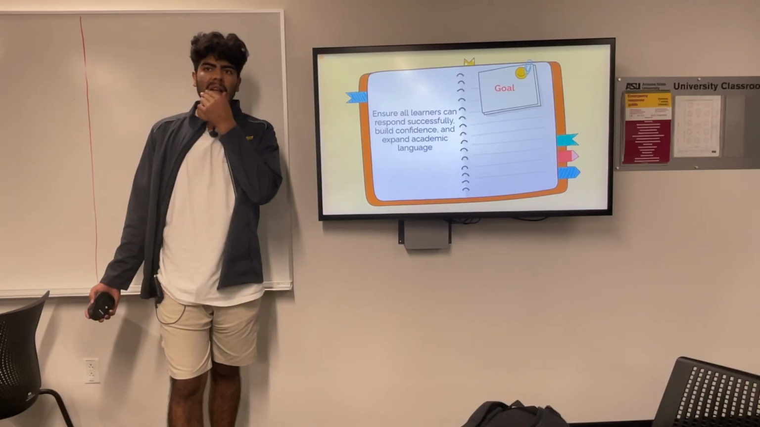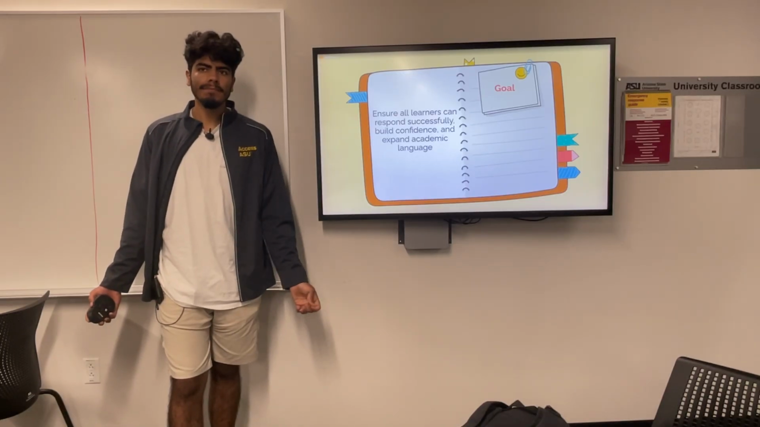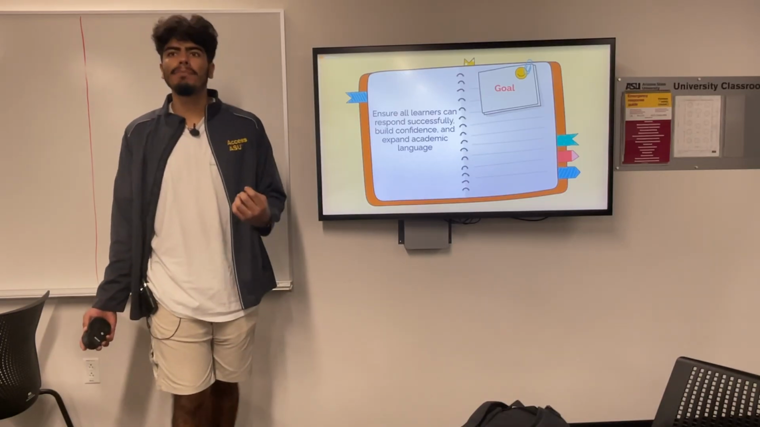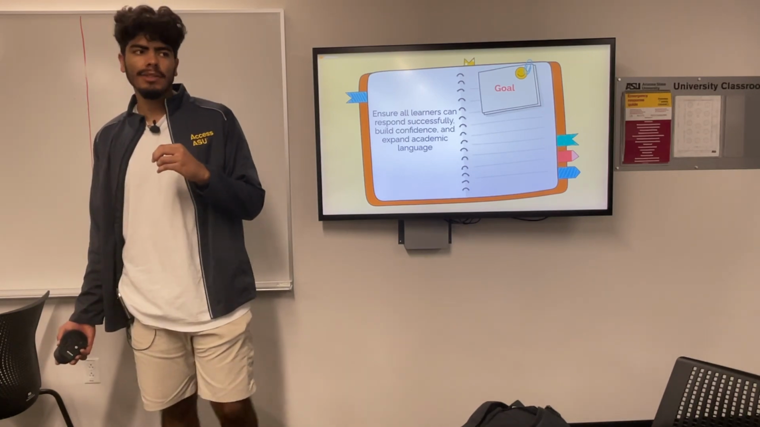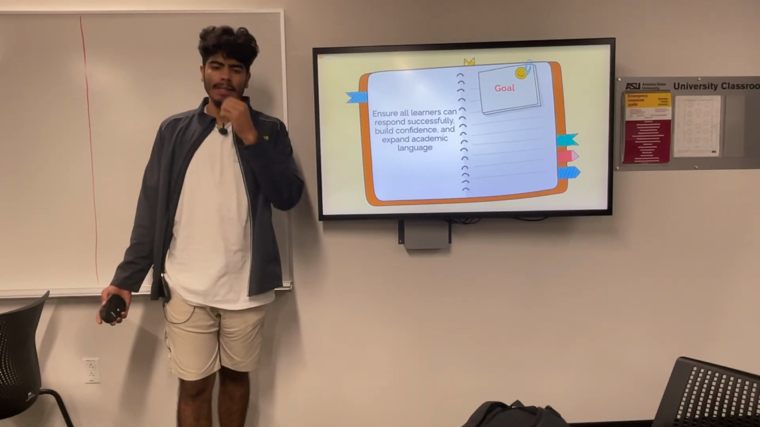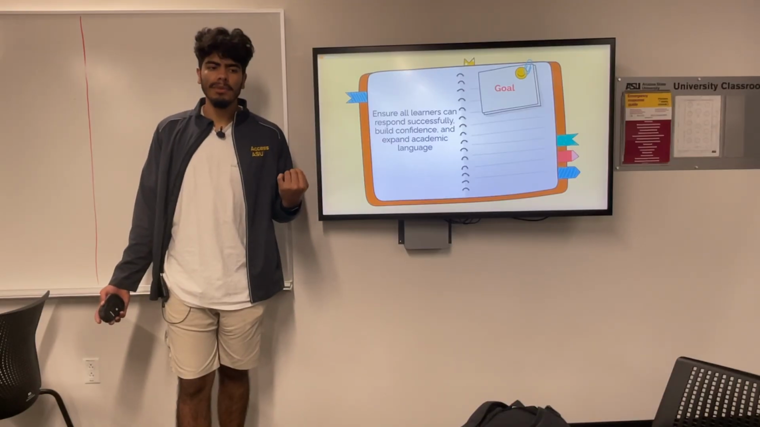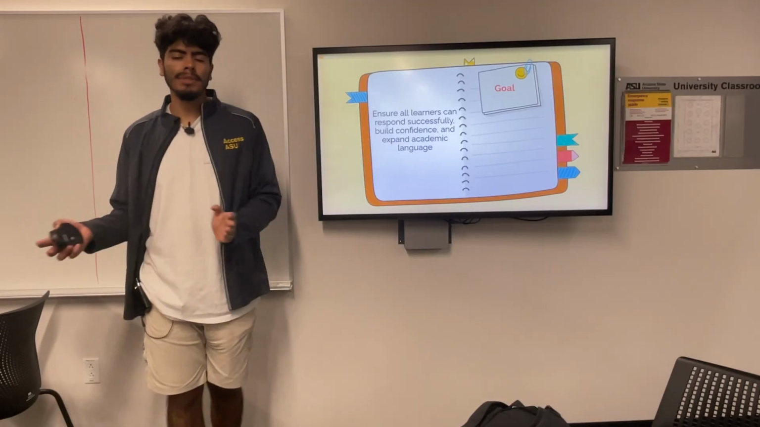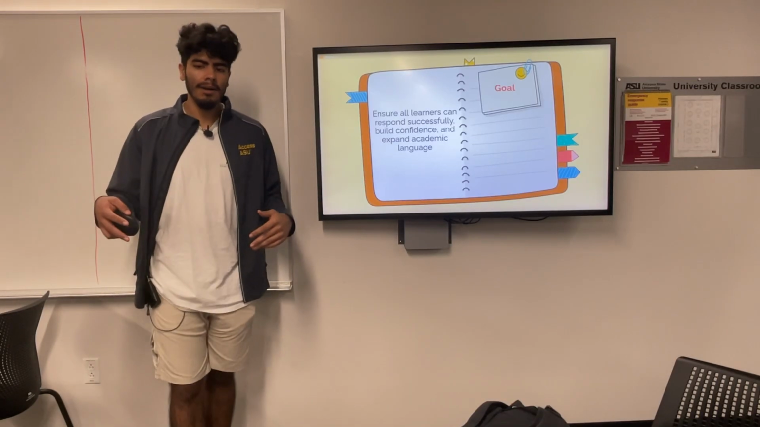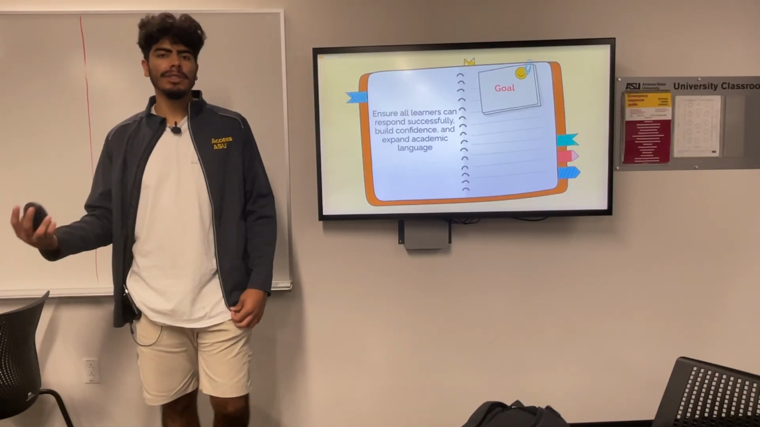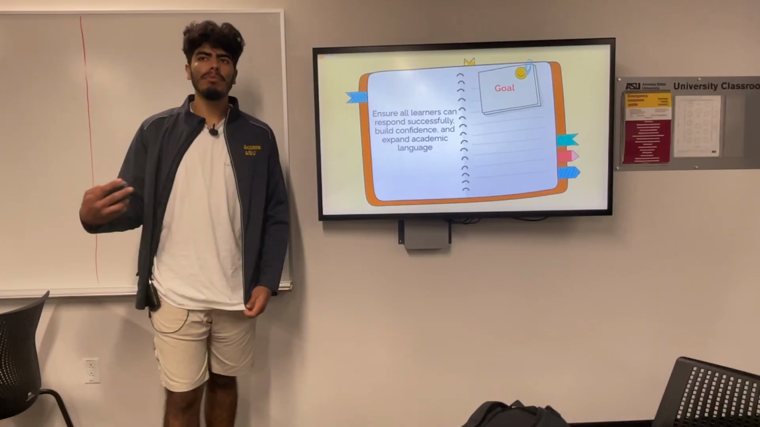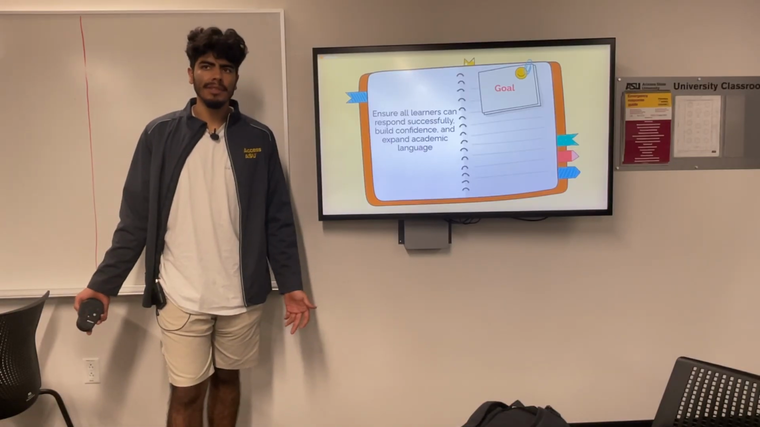What is the goal of leveled questioning? It is to ensure all learners can respond successfully, build confidence, and expand academic language. So this is meant to help students, over time, build up their answering capabilities, as well as their understanding of questions when prompted at higher levels of English or any language.